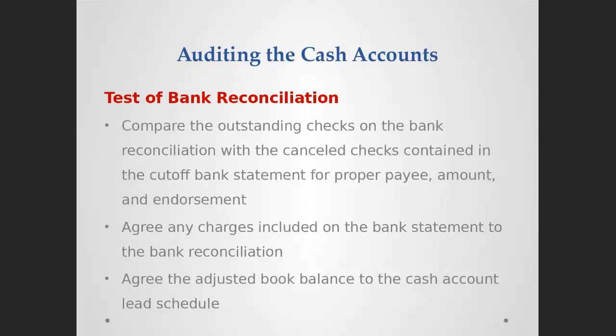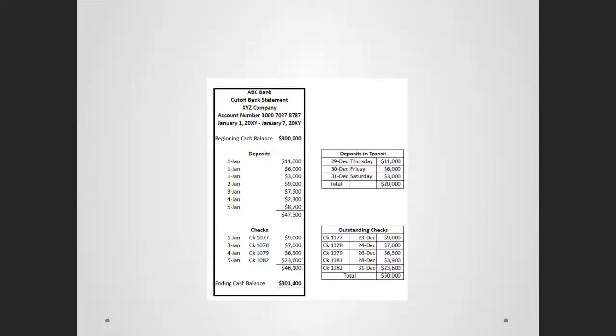Then we go to the next stage, which is to compare the outstanding checks on the bank reconciliation. Again we have these checks that are outstanding, and four of these five checks cleared the cutoff bank statement. This one check, 1081, did not clear the bank, so we will further investigate it. Remember, we discussed this in our last class as well.